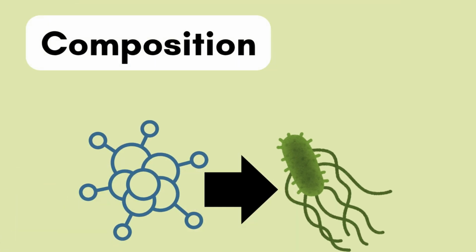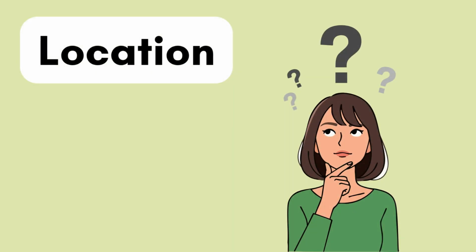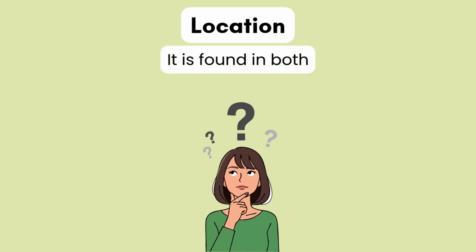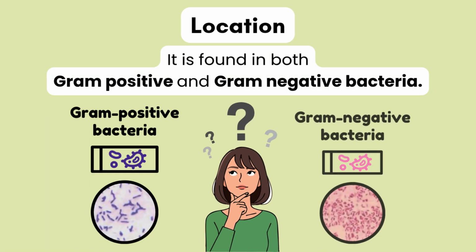What is the composition of flagella? A bacterial flagellum is mainly made up of the protein called flagellin. What is the location of flagella? It is found in both gram-positive and gram-negative bacteria.